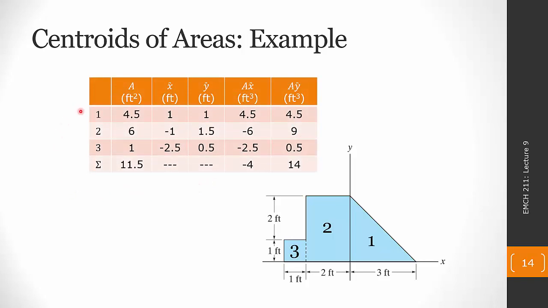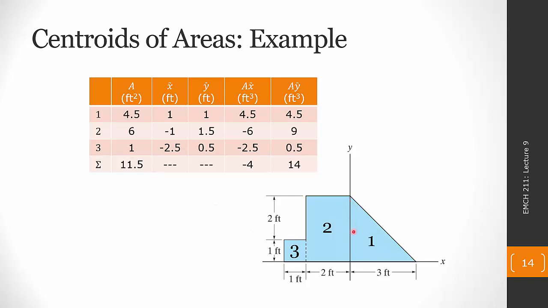If we look at the first row, this is for subshape 1, that right triangle. I need to fill in what its area is. All dimensions are in feet, so the area will be in square feet. This right triangle has a base of 3 feet and a height of 3 feet, so its area, 1/2 base times height, is 4.5 square feet. I like to fill out all the areas first, then the centroidal locations, and then do the rest from there. Shape number 2, this rectangle, is 2 feet by 3 feet, so an area of 2 times 3 is 6. And shape number 3, 1 foot by 1 foot, is a square with an area of 1 square foot.